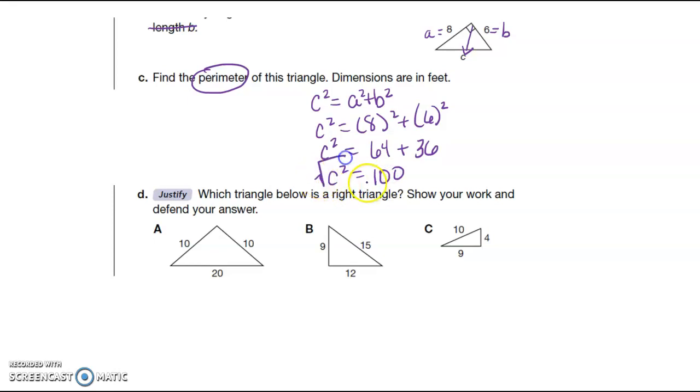We're going to square root both sides. C is equal to 10, and that's not the answer yet. So if C is equal to 10, my perimeter is equal to 8 plus 6 plus 10, which is 24. Okay.